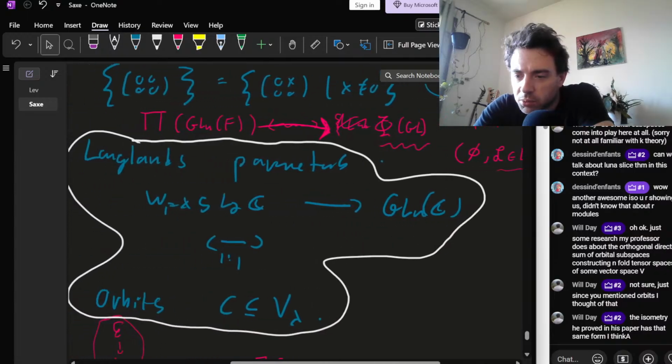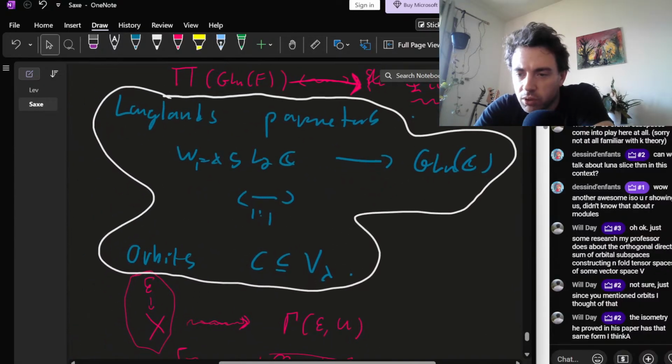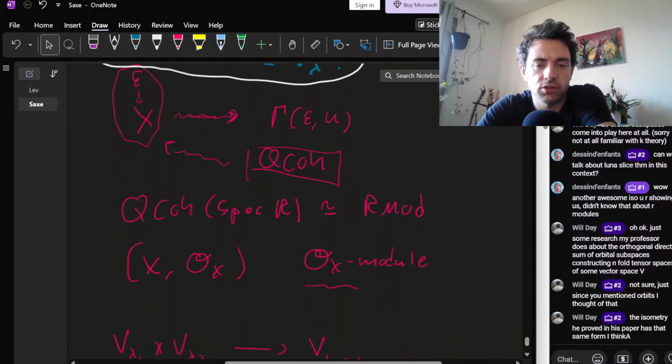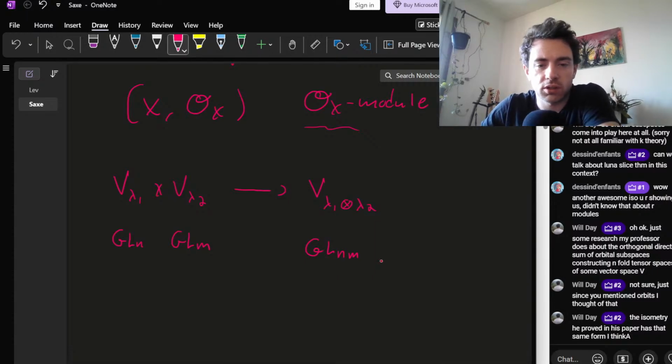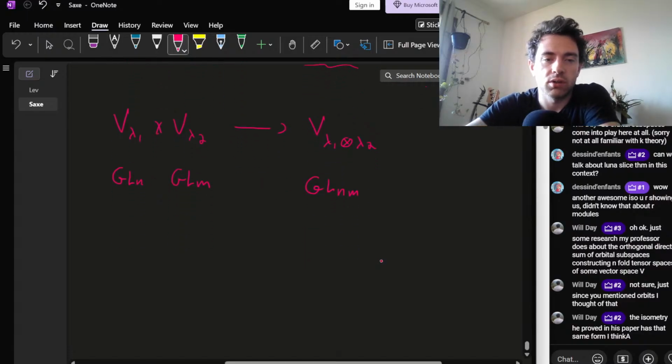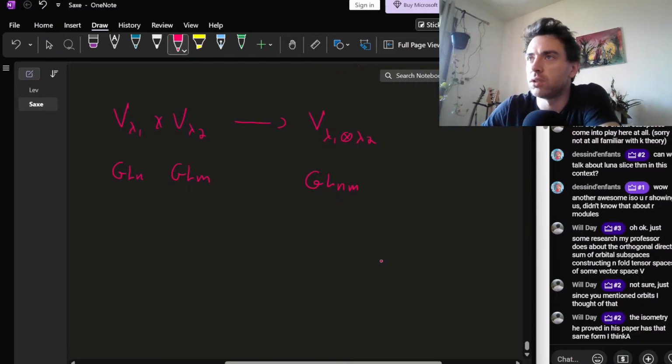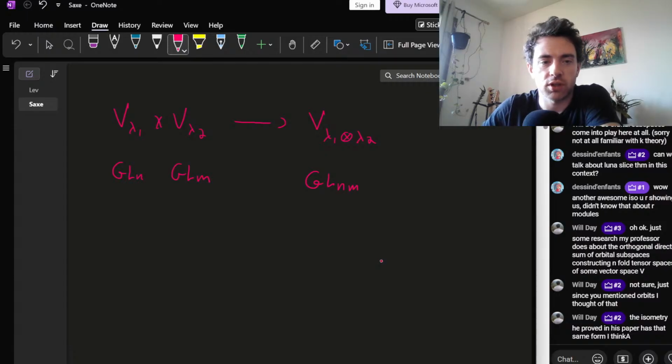The asymmetry he proved in his paper has that same form. Interesting. Of like a map between tensor products? Yeah, so, speaking of, the question is, if we have this operation on Langlands parameters, then what should be the corresponding operation on the representation theory side of things?